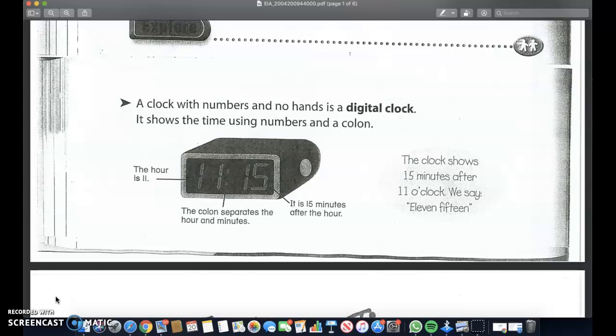A clock with numbers that has no hands is called a digital clock. It shows the time using numbers and a colon. If we look at this example here, the 11 is the hour. The colon right here is what separates the hour and the minutes. And if we look here, it's 15 minutes after the hour, so therefore it's 11:15.